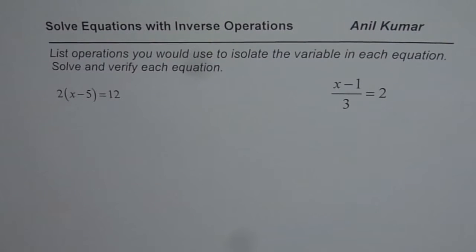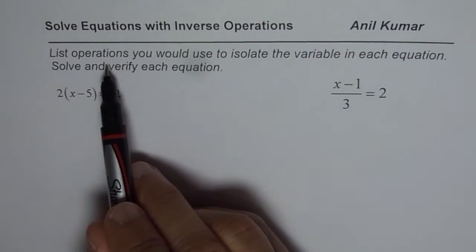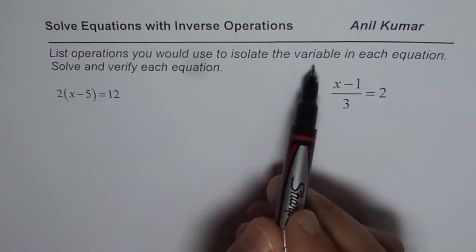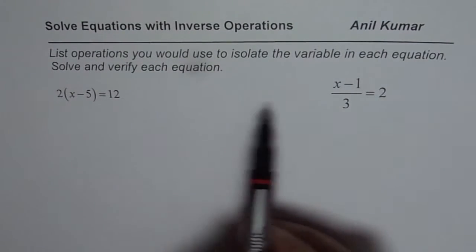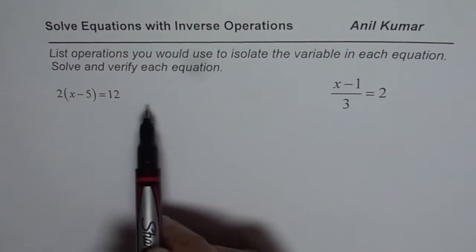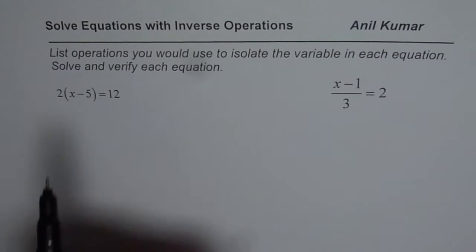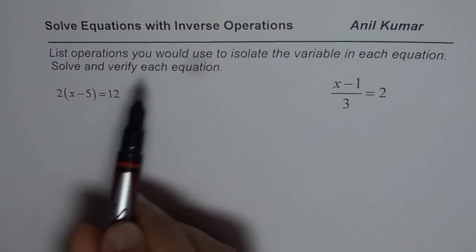I'm Anil Kumar and we are discussing simple steps to solve algebraic equations. We are going to use the inverse operation strategy. The question we are looking into is: list the operations you would use to isolate the variable in each equation. There are two equations given to you. Solve and verify each equation. So first you have to list the steps, and then you have to solve and verify whether your solution is correct or not, right? In this video, we will discuss this strategy at length.